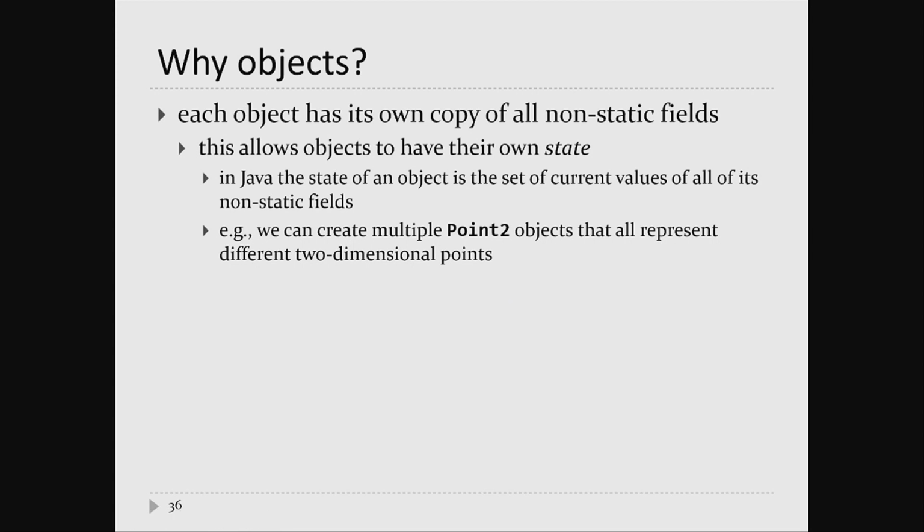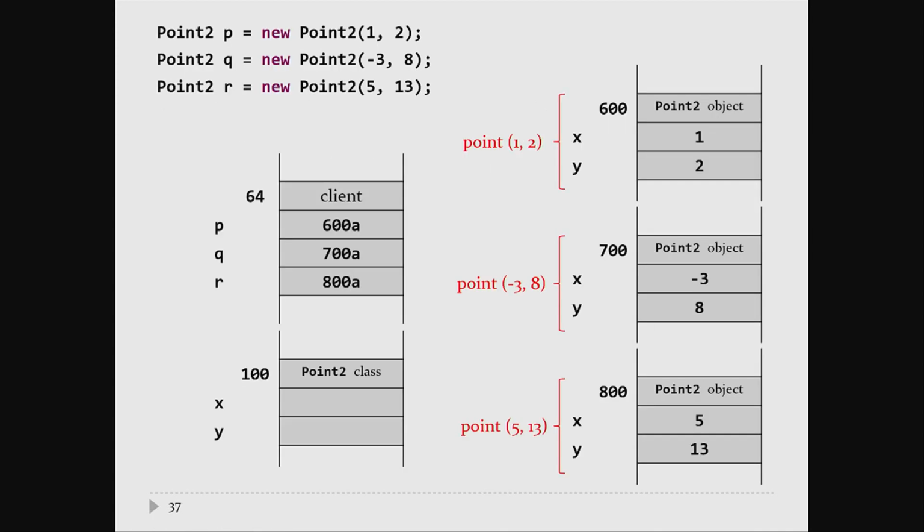So we saw this Point2 class last week. If you have a class that lets you make Point2 objects, then every Point2 object can represent a different point. So for example, I can have P, Q, and R. They represent 3 different points. The first point has coordinates 1, 2. The second point has coordinates -3 and 8. And the third point has coordinates 5 and 13. And they're all distinct objects. So P, Q, and R here are the variables.